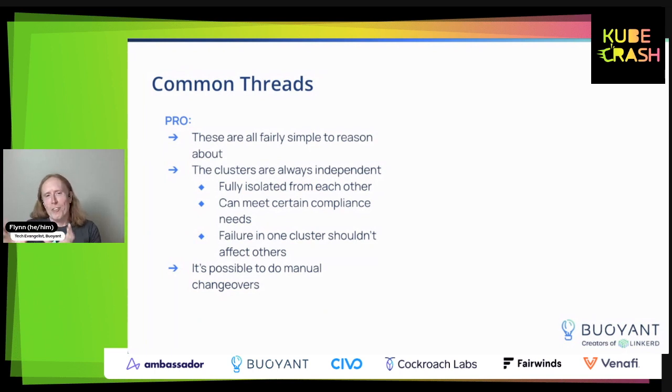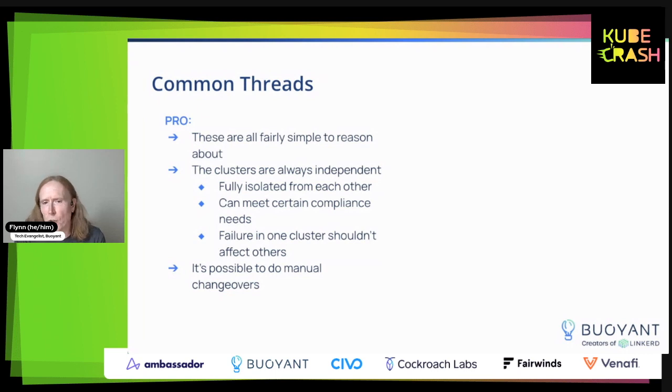You can use the cluster boundaries to isolate a given cluster from problems in another cluster. They can help you with compliance. They can arrange it so that if you have a failure in one cluster, it shouldn't affect the other ones. But also, if one of your developers accidentally pushes the wrong thing into one cluster, then that also should not affect the other clusters, right?